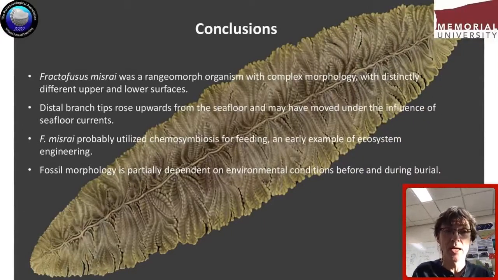So to conclude, Fractofusus misrai was a complex rangeomorph with distinctly different upper and lower surfaces. The distal branch tips rose upwards from the seafloor and could probably move about under seafloor currents. We think that it utilized chemosymbiosis for feeding because it could probably bring fresh water underneath the surface, leading to oxygenation and bacterial growth. And we realize here, this study tells us that you really need to understand the taphonomy of these organisms before you can understand the morphology and the biology of these organisms.